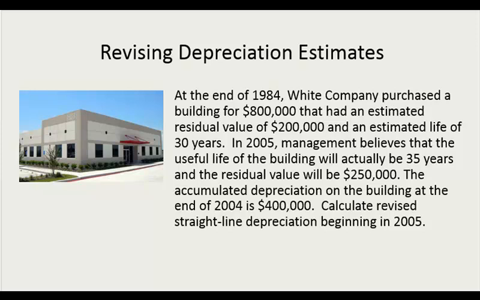In 2005, management believes that the useful life of the building will actually be 35 years, and the residual value will be $250,000. So in other words, management has revised the depreciation estimates. The accumulated depreciation on the building at the end of 2004 is $400,000. Calculate revised straight-line depreciation beginning in 2005.